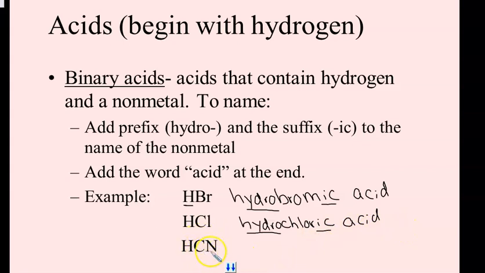Now, if you started looking at your polys, CN is cyanide. There's no oxygen in this, so this is hydrocyanic acid. And I'm getting that because that is cyanide, hydrocyanic acid. That one's kind of a weird one. Alright, so if I don't have an oxygen, I'm going to have hydro, ic, and acid.